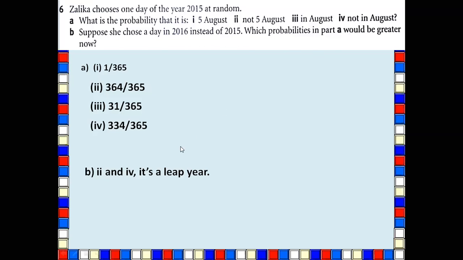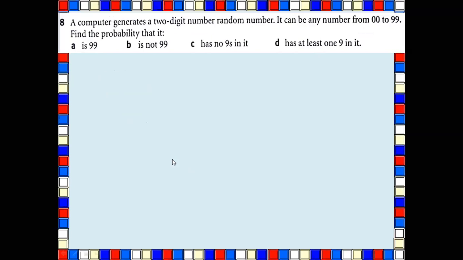Question number 8. A computer generates a 2-digit random number. It can be any number from 00 to 99. Since we're using 2-digit numbers, we should write it as 2 digits, 00 to 99.